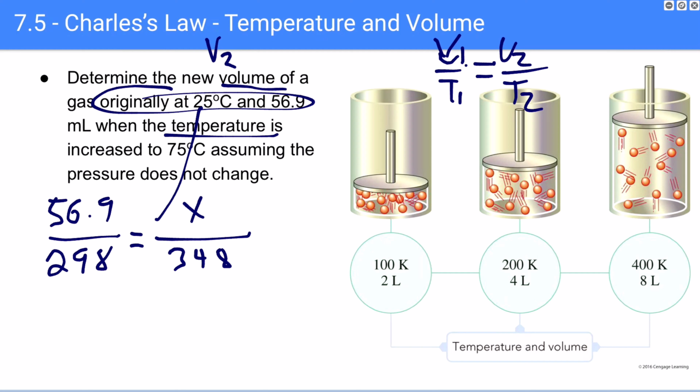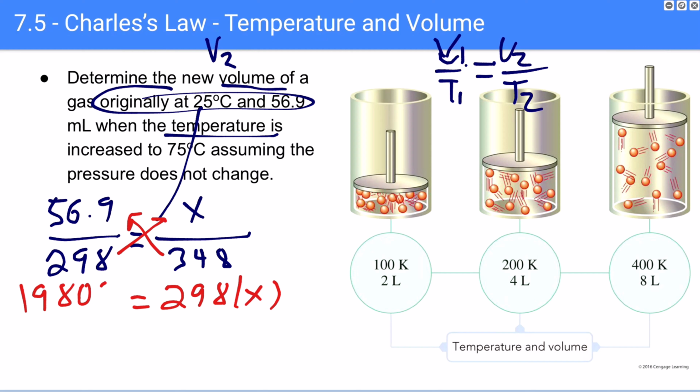Now, there are lots of ways that you can algebraically solve for this. I'm a big fan of the cross multiply and then divide. So if you remember from math class, to cross multiply, we're just going to take 298 multiplied by x, and 348 multiplied by 56.9, set them on both sides of the equals sign, and then solve. So we're going to end up with 298 times x on the right side, and 19800 on the left. We're going to divide both sides by 298 and see what we get for x here.